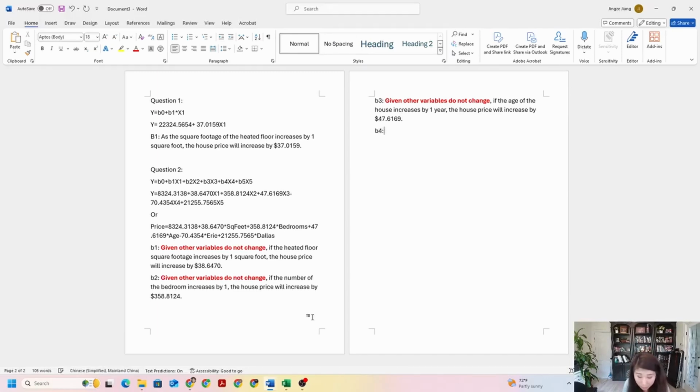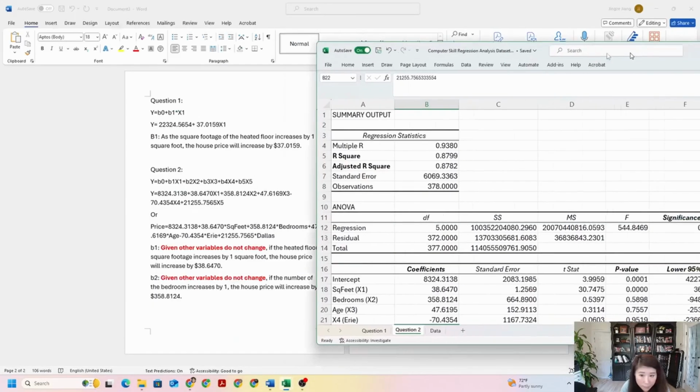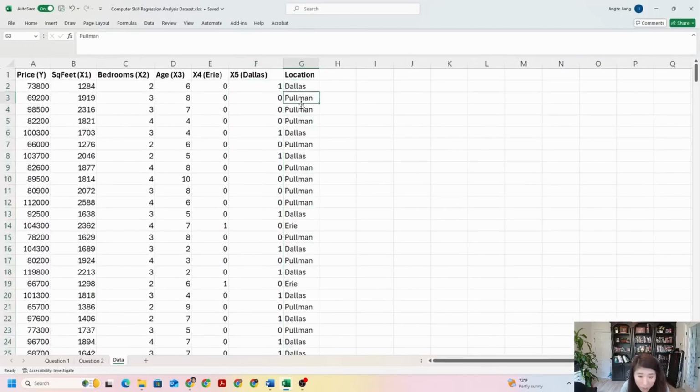Now the challenging one will be B4. Again, dummy variable. You cannot say the house increased by 1. What does increased by 1 actually mean? If you recall my lecture videos, again, this is a computer skill video. If you forgot, make sure you go back to watch the lecture video related to dummy variables. When we are interpreting dummy variables, we are comparing different levels, right? If you look at our Excel sheet, okay, let me come back here. So this is our Excel file. If you look at our data, we compare levels.